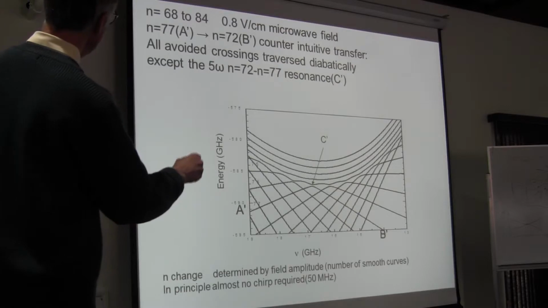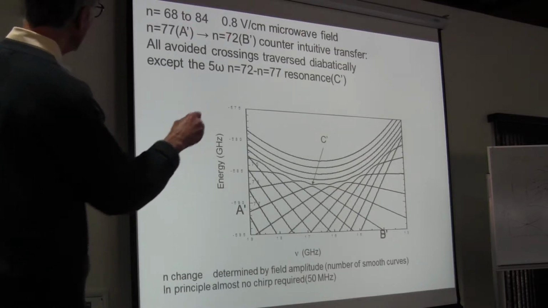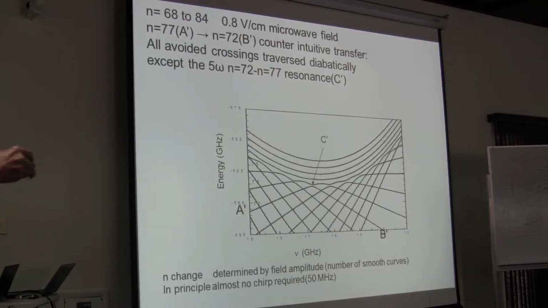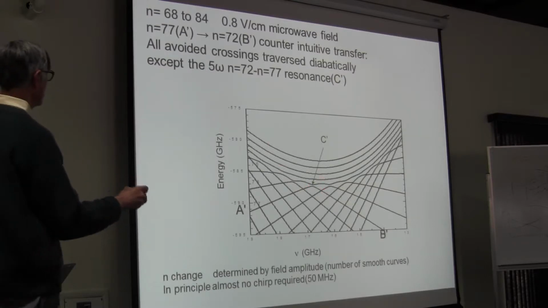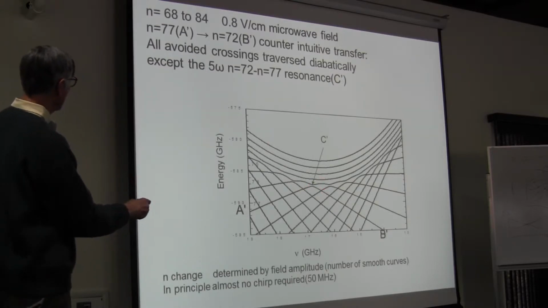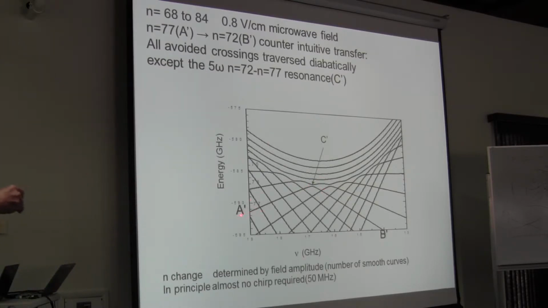Namely, when you turn the field up to 8/10 of a volt per centimeter, the one photon, two photon, three photon, four photon curves now are all completely smooth curves, and only below that do you now start to see interactions for larger delta n transitions. So if I start out in n equals 77 here at 19 gigahertz and chirp it down to 13 gigahertz, I pass through all of these avoided crossings diabatically, right?